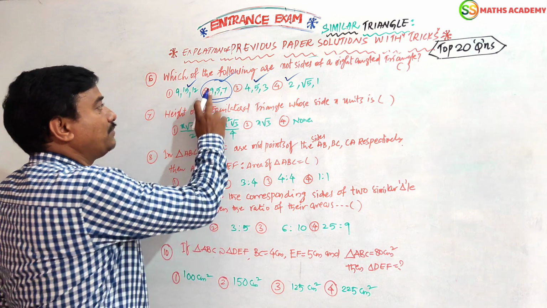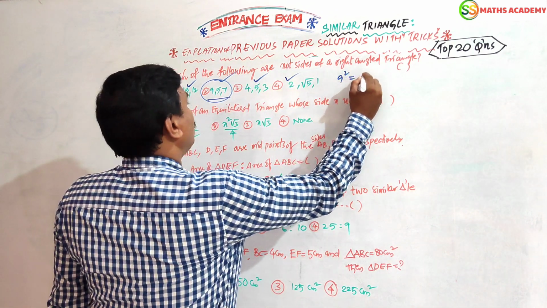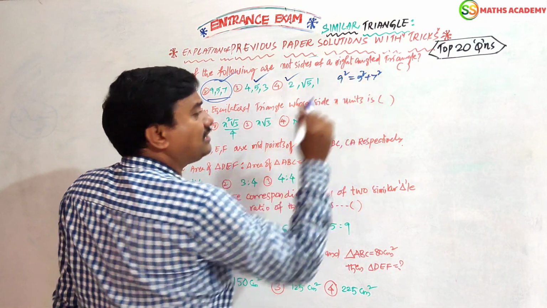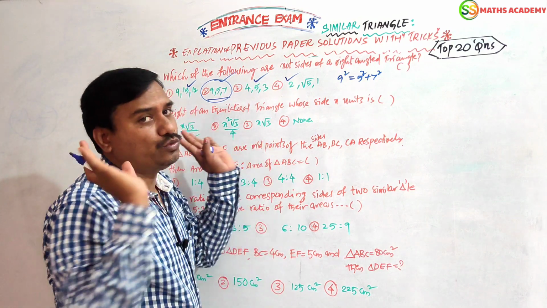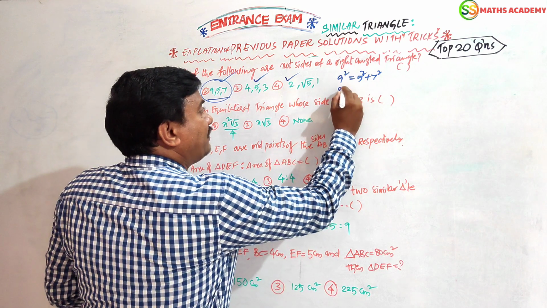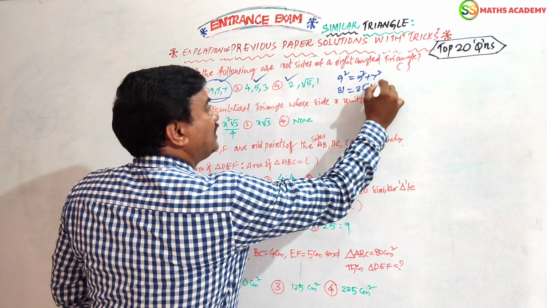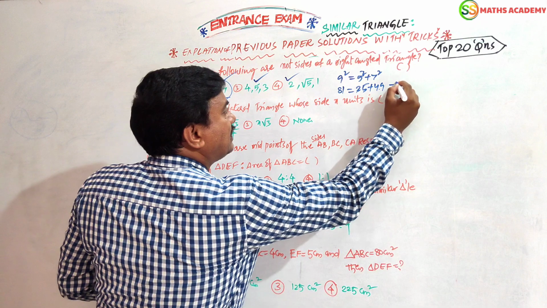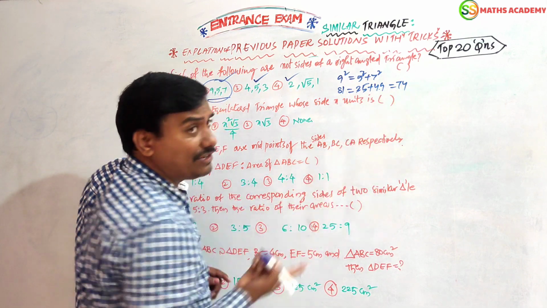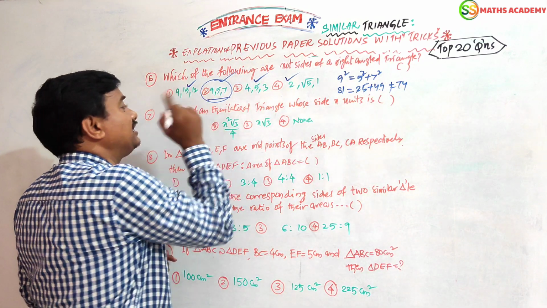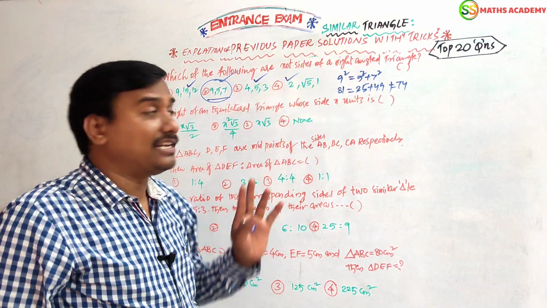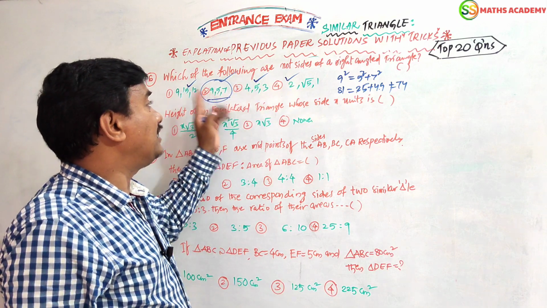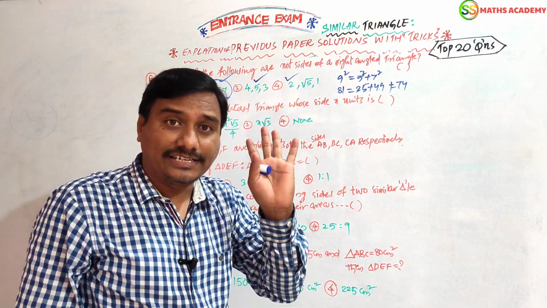This is our answer. It cannot be satisfied because 9 square should equal 5 square plus 7 square. Longest side square is equal to the sum of the squares of the remaining two sides. That's it. Now 81, 25, 49. Nothing but this is 74. 81 is not equal to 74. So that is the reason this is our option. The question is: not a side of a right angle triangle. These three are sides of a right angle triangle. This is not. Keep in your mind. Okay.